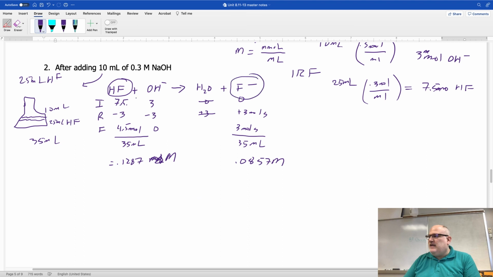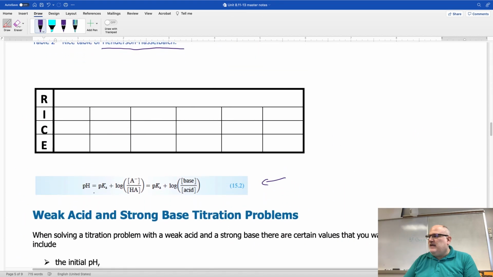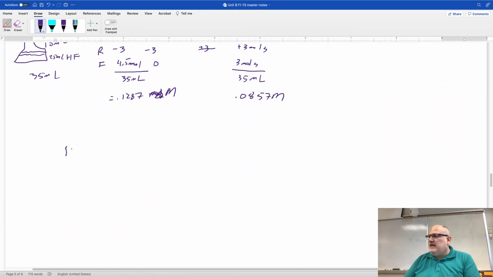This is essentially a buffer because we have an acid and a conjugate base, which means that we can go up here, and if we take a look at our Henderson-Hasselbalch equation, we can use pH equals pKa plus the log of A minus over HA, which is the base over the acid. So if I plug that in down here, pH is equal to the pKa plus the log of the base over the acid, right? In this case, I probably should have written F minus and HF.